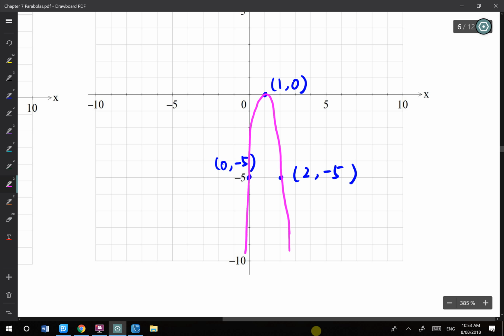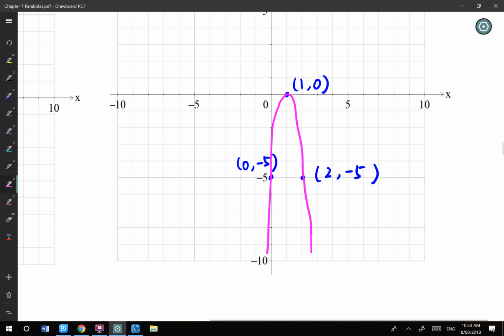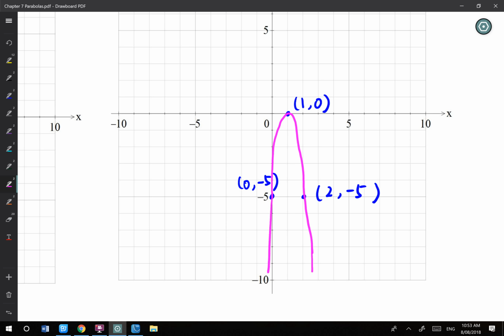Okay, so that will be my graph. There's only one x-intercept.